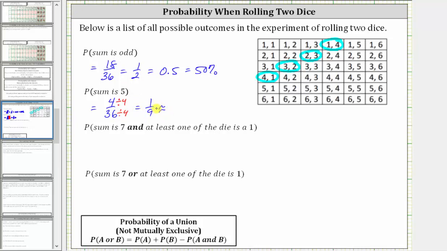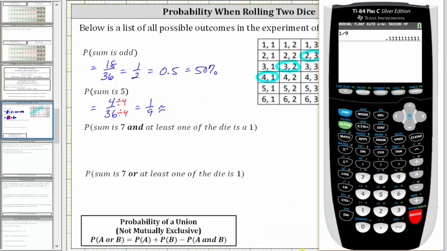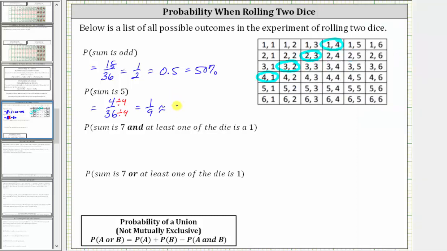And let's find the decimal and percentage as well. 1 divided by 9 is 0.1 repeating. To 4 decimal places, this would round to 0.1111, which is equal to 11.11%.